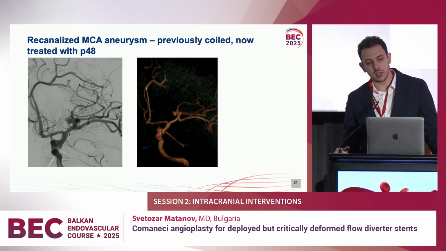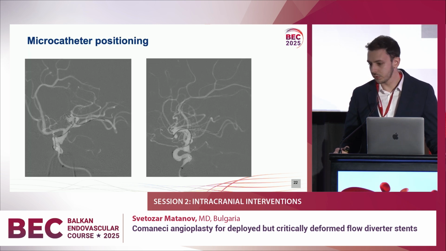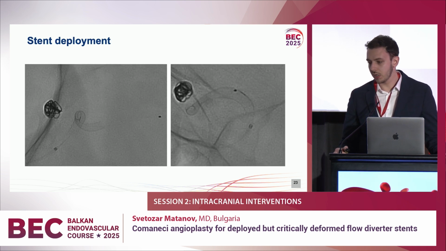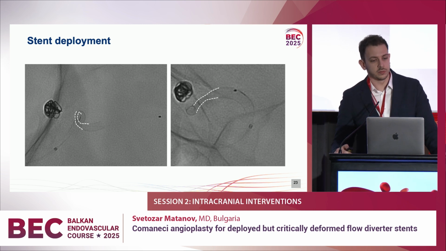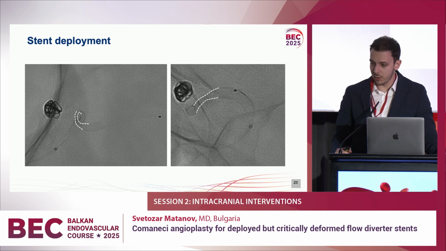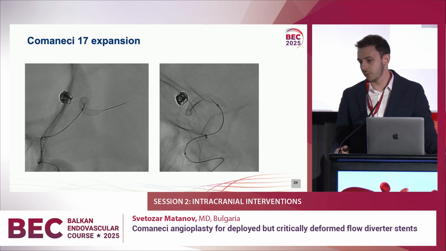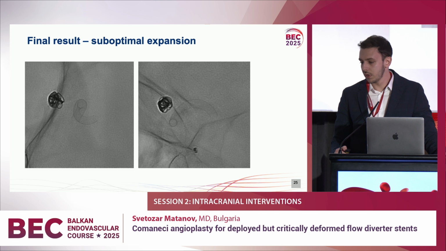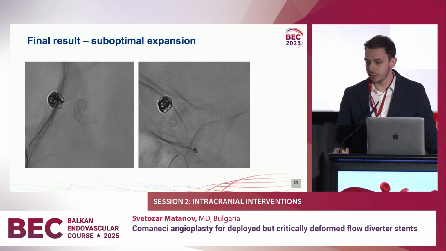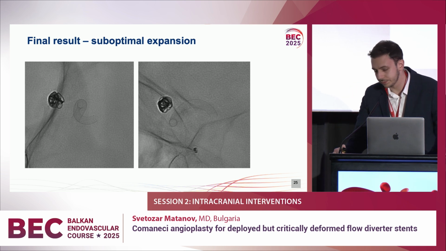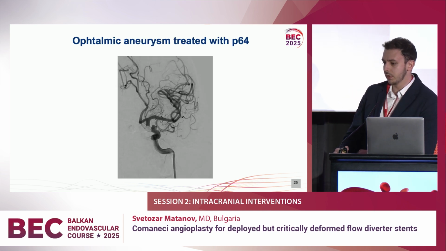The next case is an MCA aneurysm, recanalized after previous coiling. As you can see from this slide on the roadmap, the navigation is quite difficult. There is some angulation of the vessels. This is the microcatheter positioning, and of course, when we deliver the flow diverter, this part of the flow diverter is not well opposed. What we did, we passed Comaneci 17 again in this case, and we managed to achieve not optimal but suboptimal expansion, which I cannot show you because the patient hasn't come to a follow-up yet.